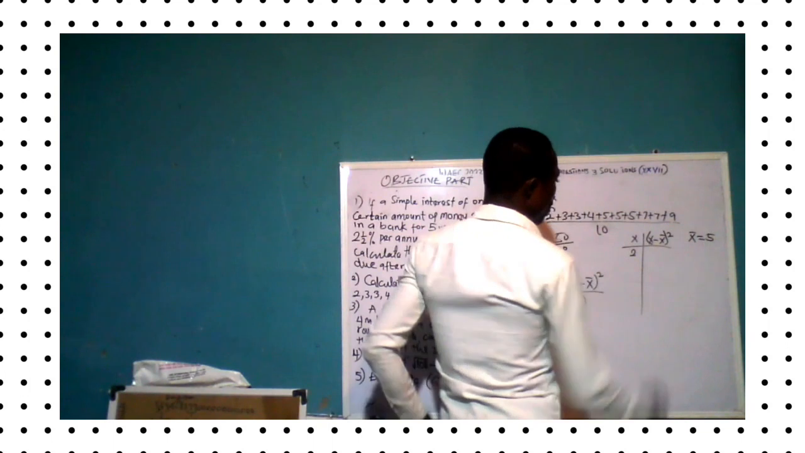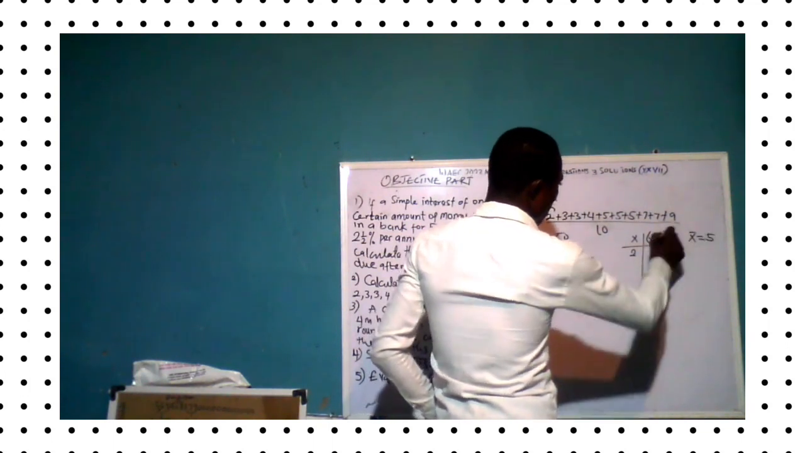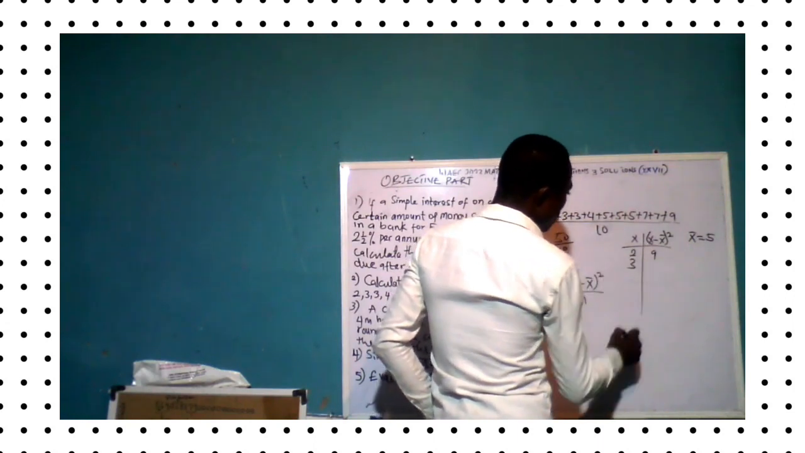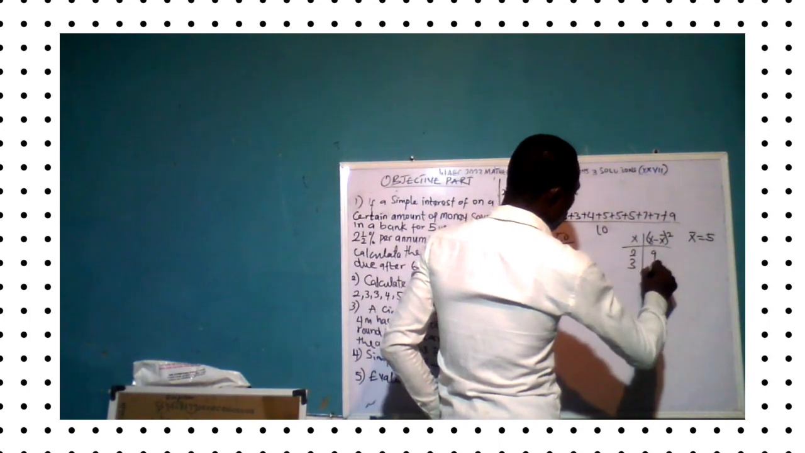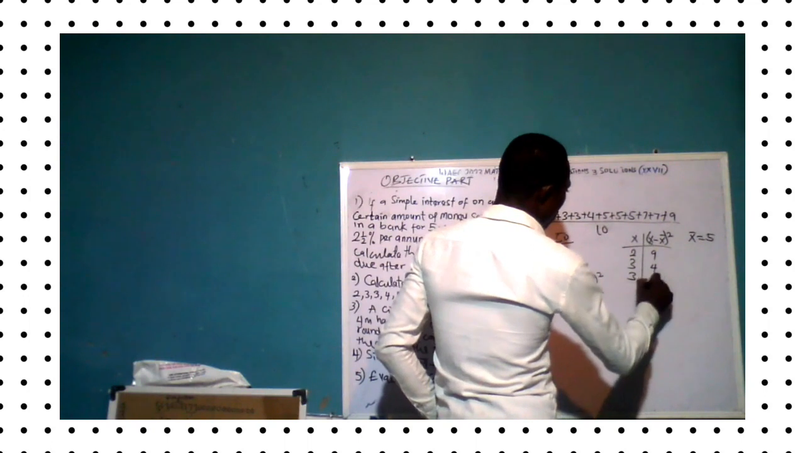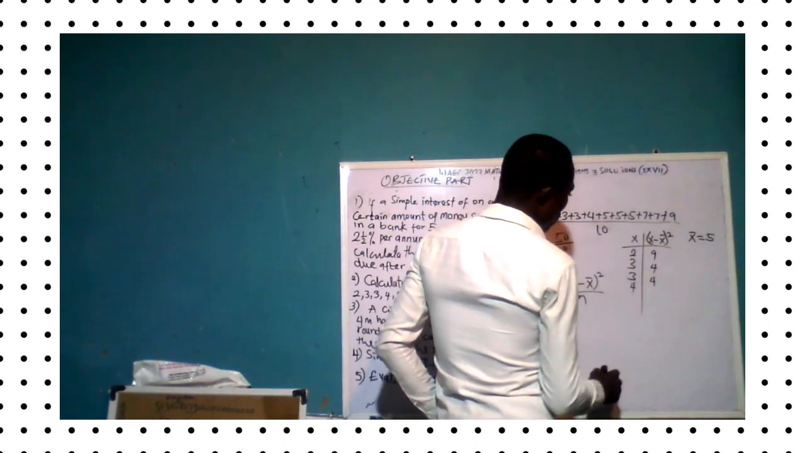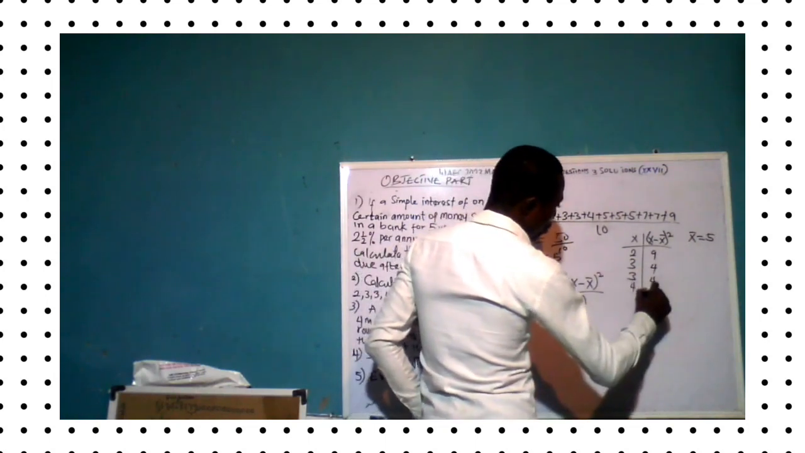x minus x bar will be 2 minus 5, and that will give you minus 3. Minus 3 squared will be 9. Now, second point, x equals 3. x minus x bar will be 3 minus 5, so you have minus 2. Minus 2 squared will be 4. Third point is 3, so you have 4. And the fourth point, which is 4, that's 4 minus 5, and that will give you minus 1. Minus 1 squared will be 1.